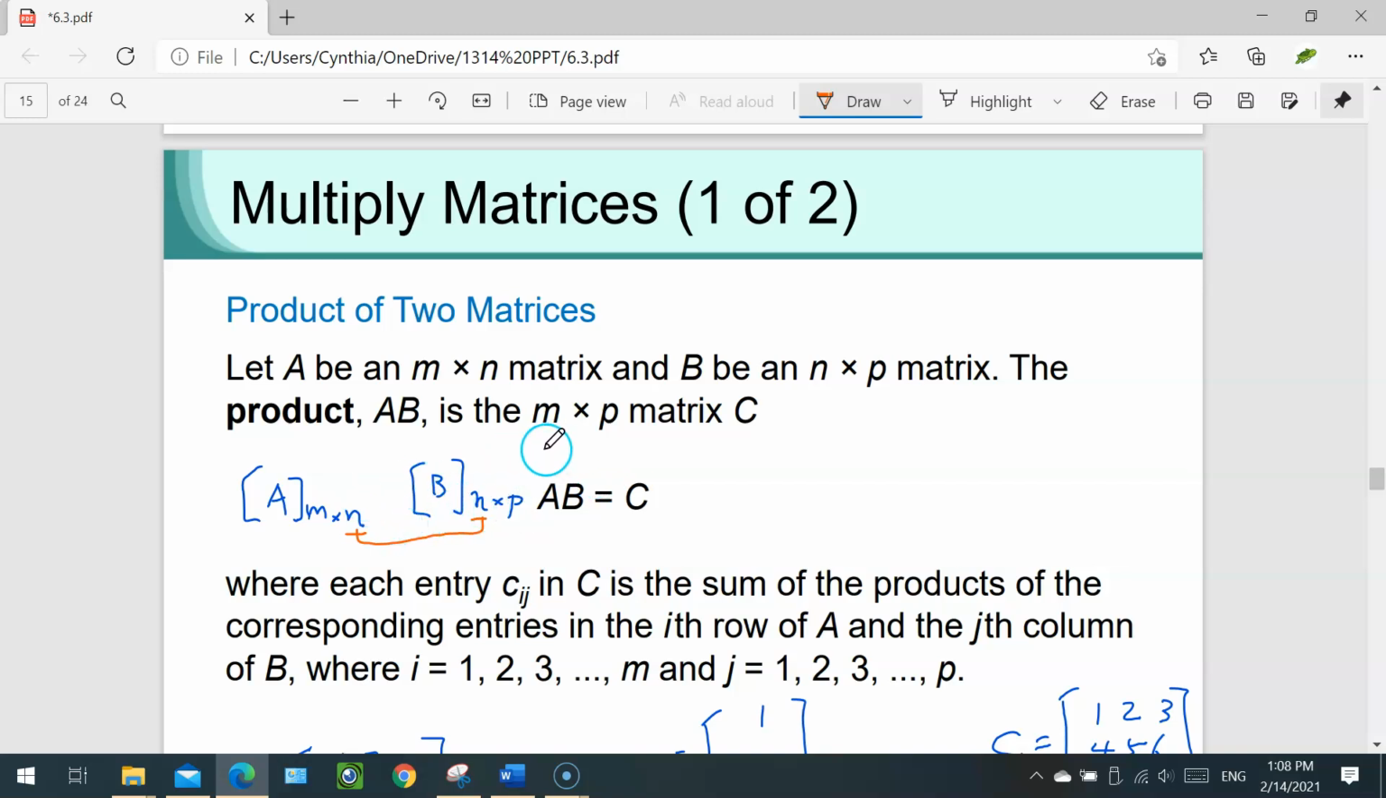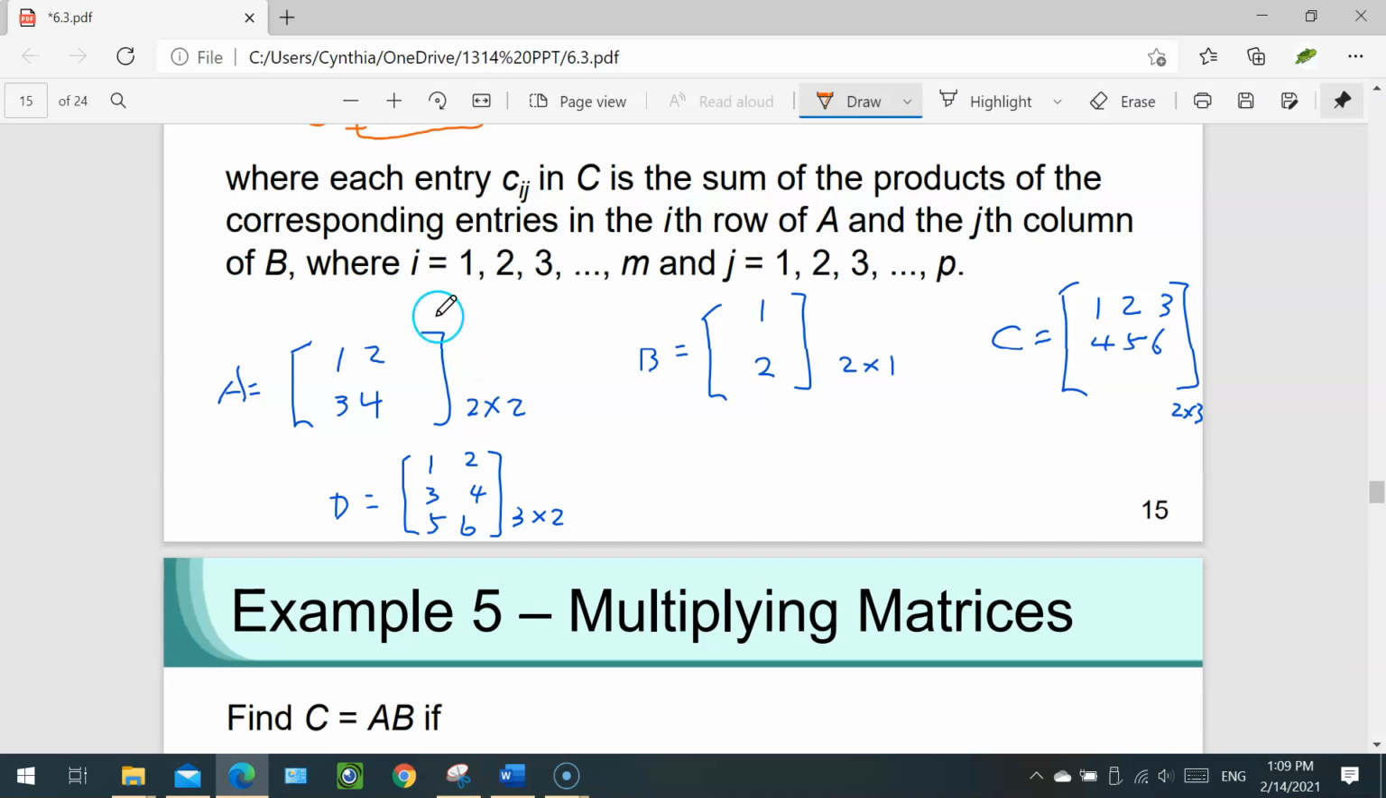And the dimension of the new output would be m multiplied by p. So that would be the product output. The new dimension will turn out to be m by p.